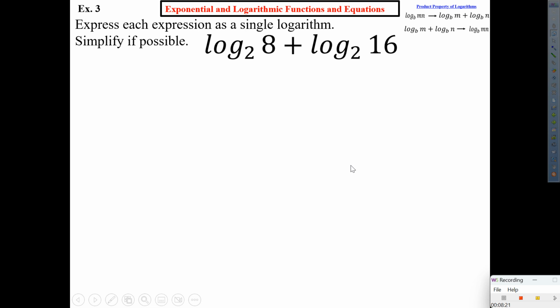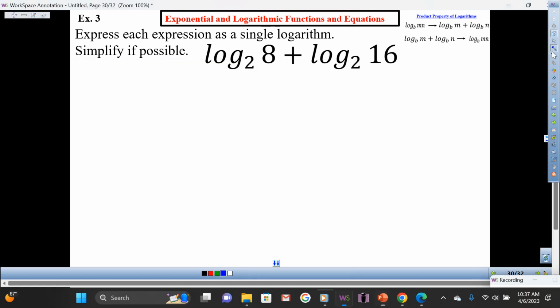Copy this, example 3. Once again, you don't need your electronic devices. Put them away. Don't copy the instructions, just write log base 2 of 8 plus log base 2 of 16. All right. Writing utensils down, look up to the screen.